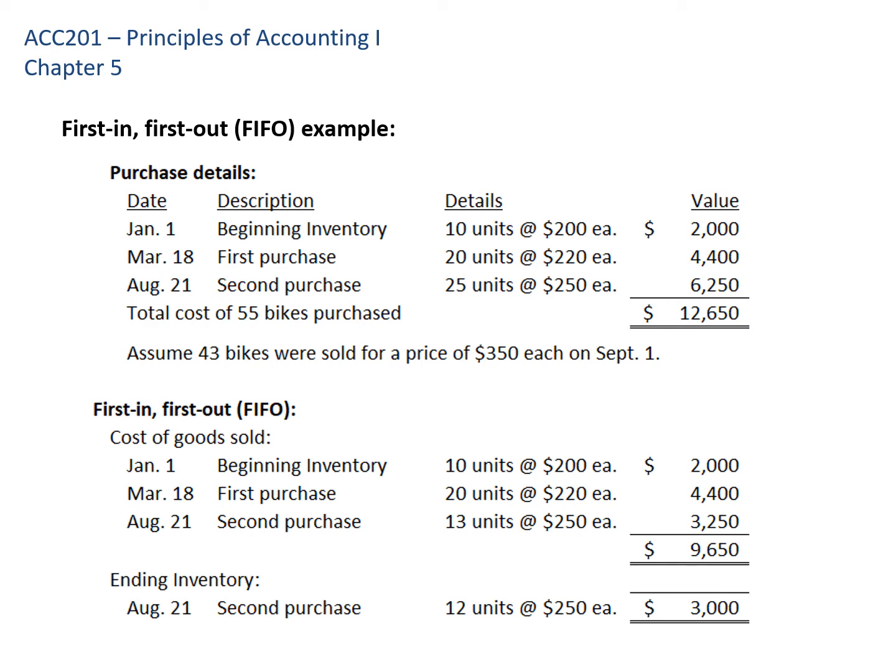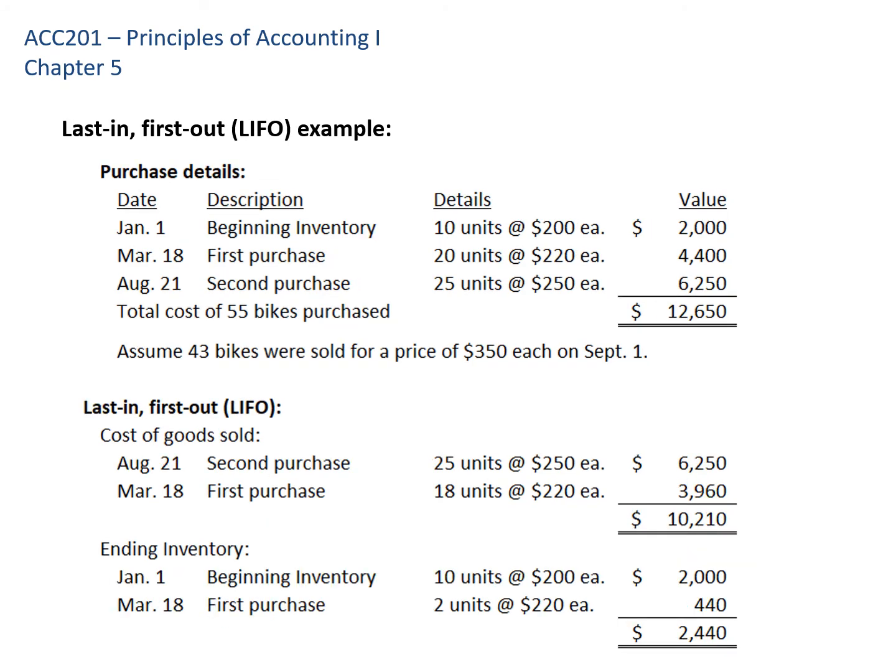Now we'll look at the exact opposite flow. So in that case, I still have the same purchases, but in this case, let's pretend that I'm loading these bikes into a storage unit that only has a door on the front. So if my first purchase goes in, it goes all the way against the back wall. The beginning inventory. My first purchase goes in front of those, second purchase is in front of those. So the second purchase is closest to the door, okay?